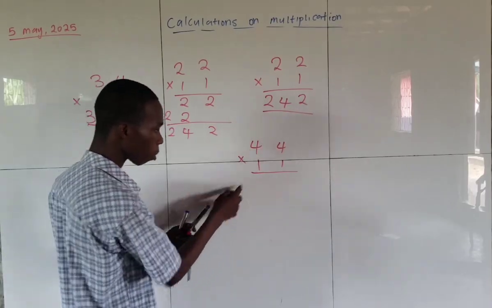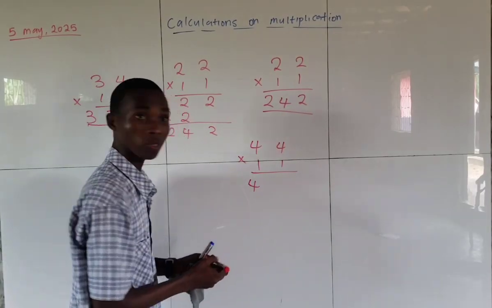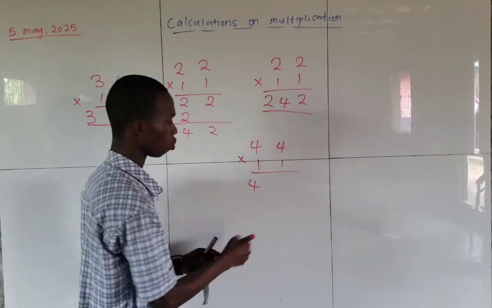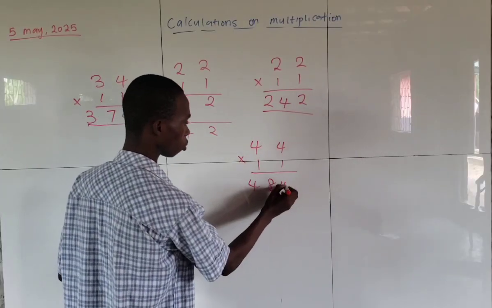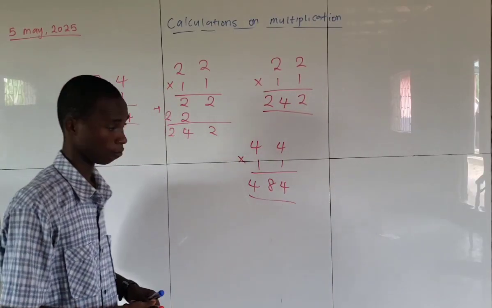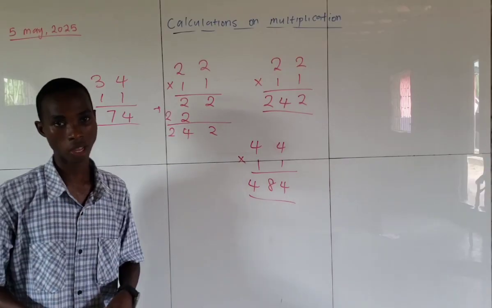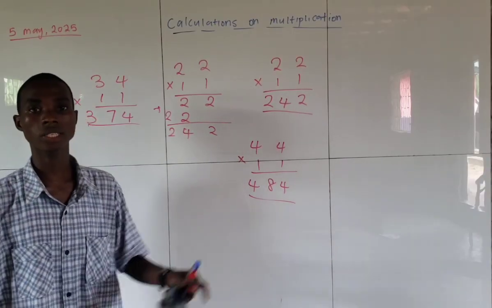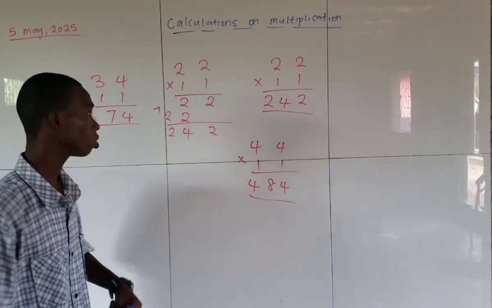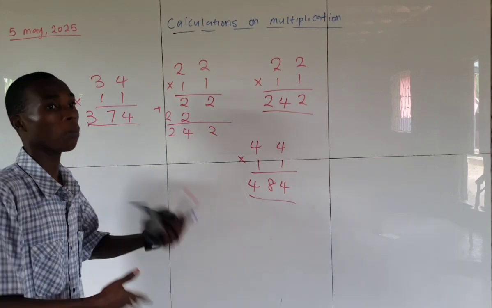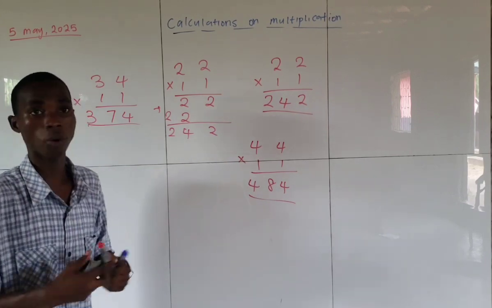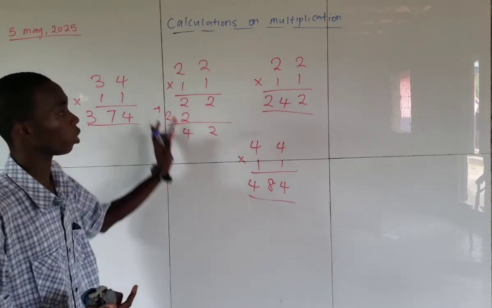Now this 4 is coming down. Bring the 4 down first of all, and then 4 plus 4 now will give us 8. And then this other 4 is coming down. You see 484. So you're having 484 as our answer. If you think that this answer is not correct, what you need to do is just go back to your book and then try to calculate it the other way.